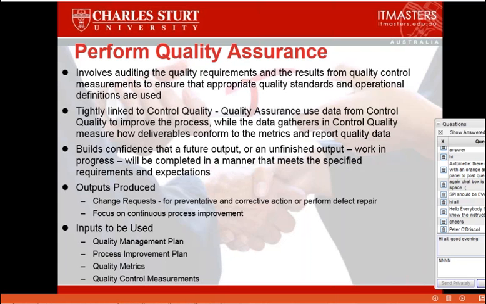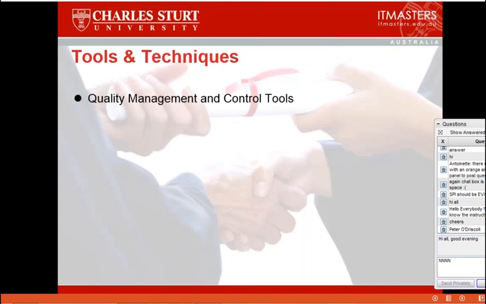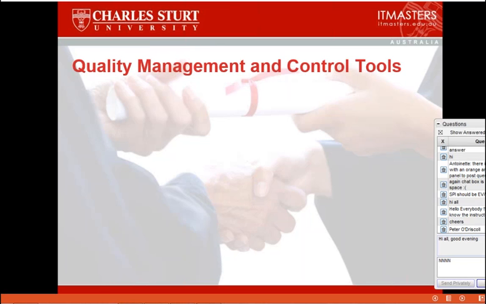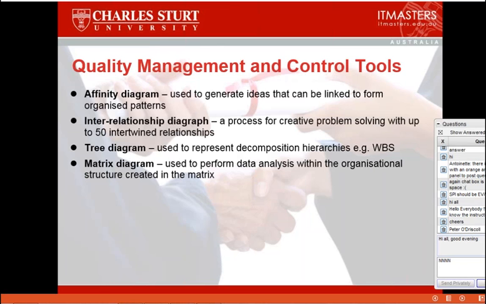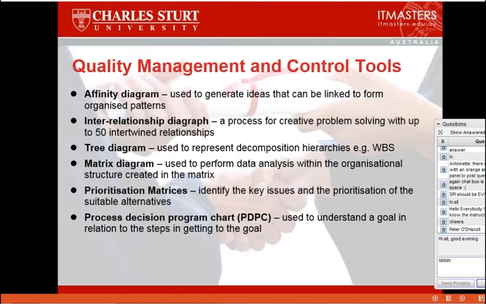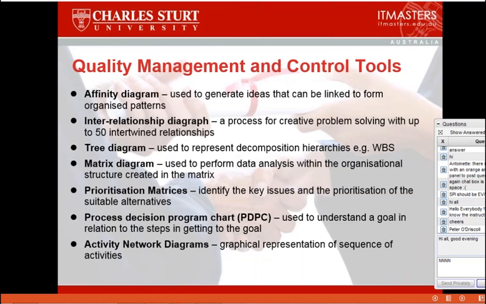And these are the inputs that you use. Tools and techniques: quality management and control tools, quality audits, and process analysis. And these are some of the tools that we need to consider, which are affinity diagrams, interrelationship digraphs, etc. Again, just get to know what these actually are and what they represent, and if you understand that, that's sufficient. You don't need to go into any great detail.